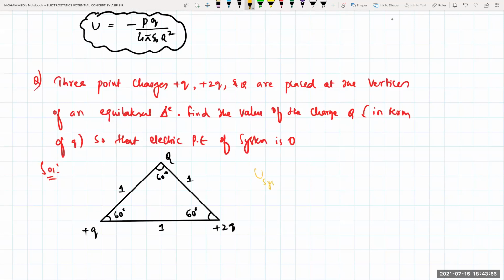So the potential energy of the system is equal to how much? 0. Yes, sir. Now write the system formula. K into capital Q into small q divided by 1, plus K into capital Q into 2q divided by 1, plus the next one, K into q into 2q divided by 1. So the total potential energy of the system is equal to 0.